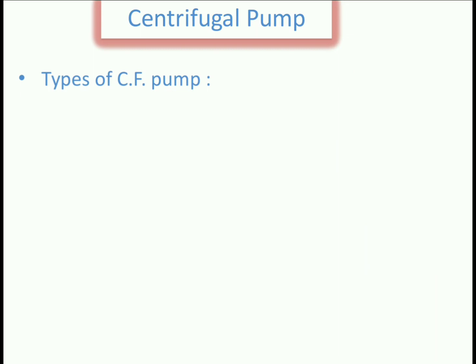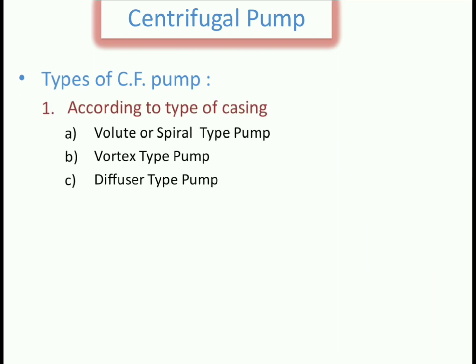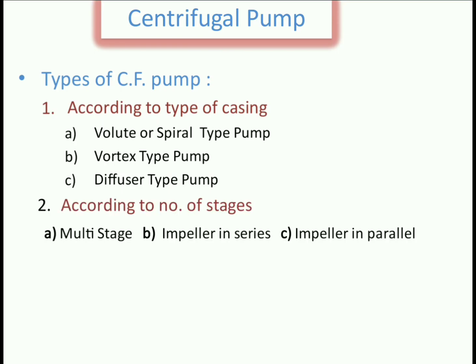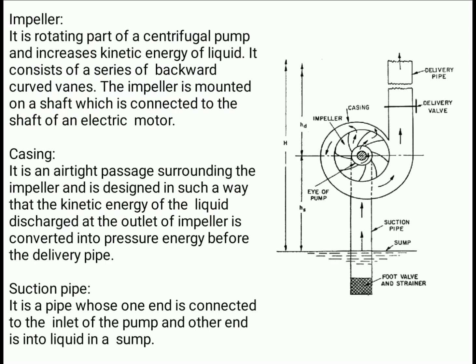Now what is centrifugal pump? First of all, we will understand the types of centrifugal pump. According to the type of casing, there are three types of centrifugal pump: volute pump, vortex pump and diffuser pump. And according to the number of stages, there are three categories: multi-stage, impeller in series and impeller in parallel. So this is the figure of centrifugal pump over here.